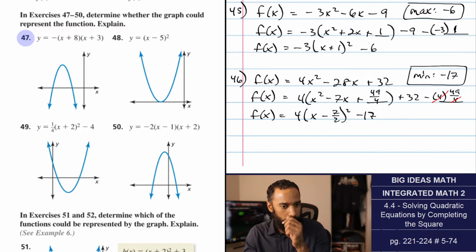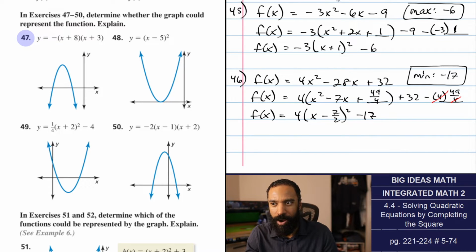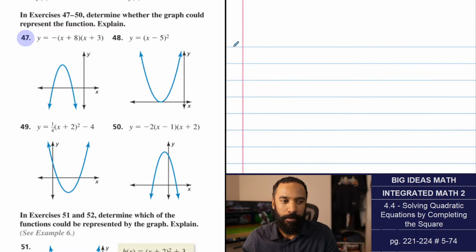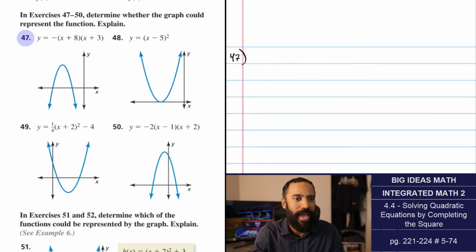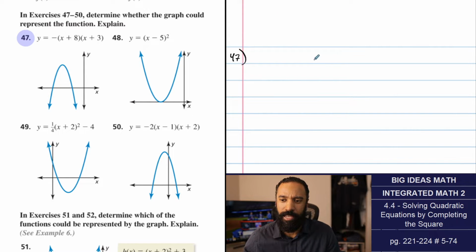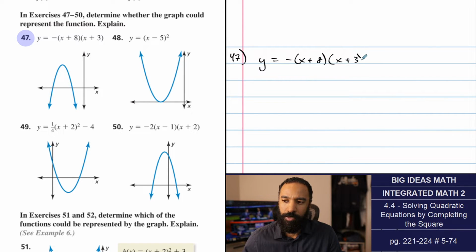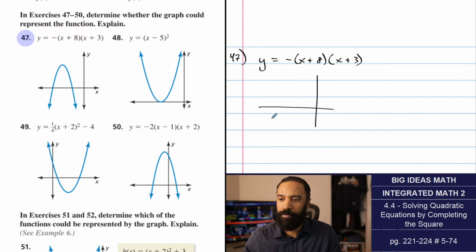Okay, number 47. I'll be honest, unless we're doing anything on completing the square, I don't think these really have to do with completing the square. But let's go ahead and answer them. Let's copy down. I'll do a rough sketch of the graph. Y equals, because it's not to scale, x plus 8, x plus 3. All right, could this graph represent that function? Yeah, it definitely doesn't have to do with completing the square.